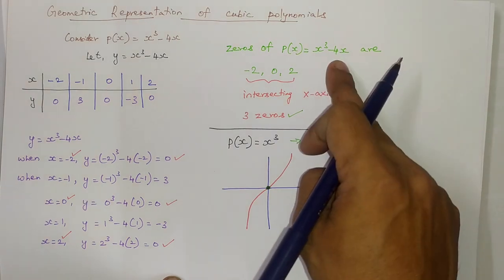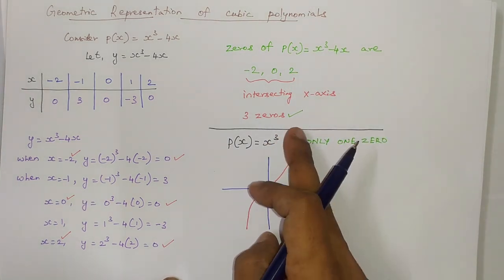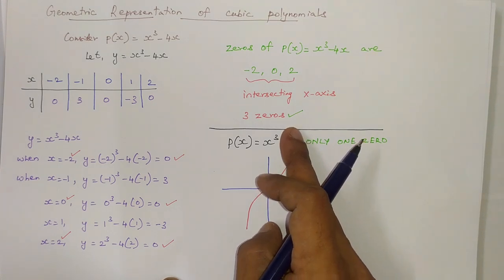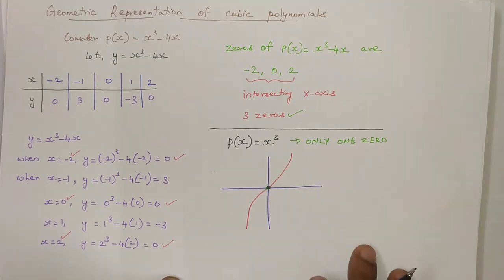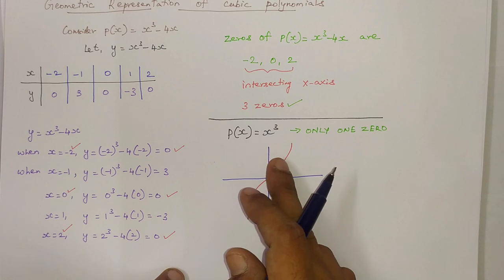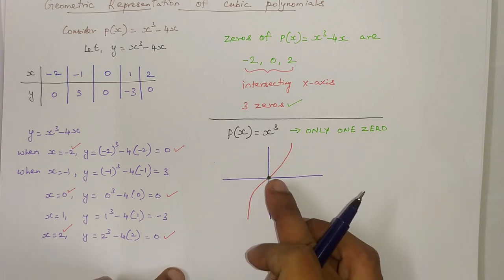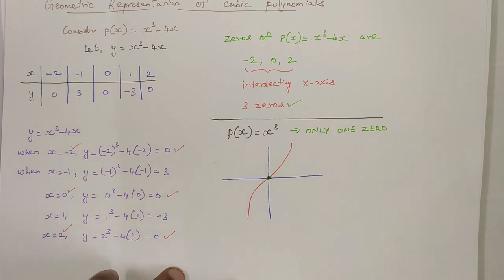So the previous polynomial p of x is equal to x cube minus 4x, we got 3 zeros because the graph was intersecting at 3 points in the x axis, whereas in this cubic polynomial p of x is equal to x cube, if we plot it, the graph is going to intersect at only 1 point, so it will have only 1 zero.